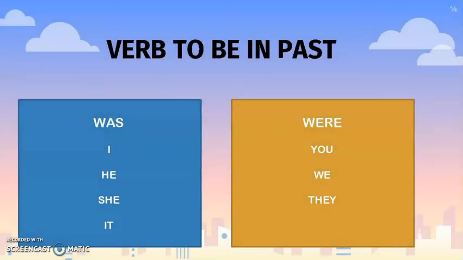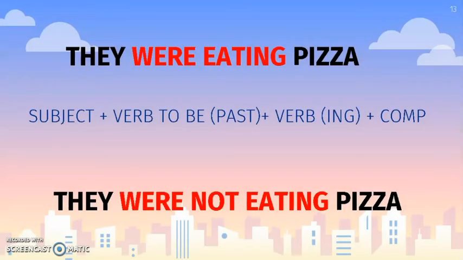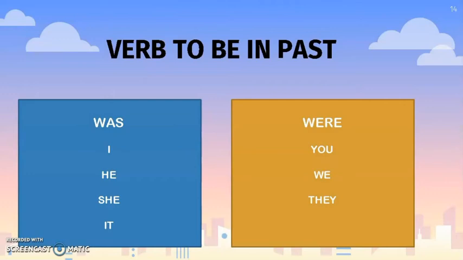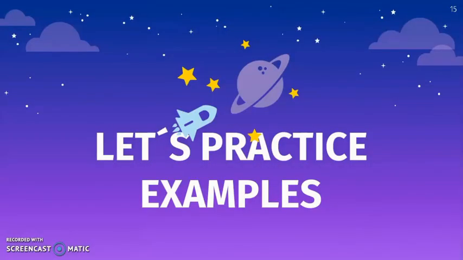Now check about the verb to be in past. Remember that you have was and you have were. So I, he, she, and it are going to use was. And you, we, and they are going to use were. So for example, they were eating pizza. You use were because the subject is they, and I was playing. You use was because the subject is I. Okay, so look again. Was, I, he, she, and it. Were, you, we, they. Now let's practice with some examples.